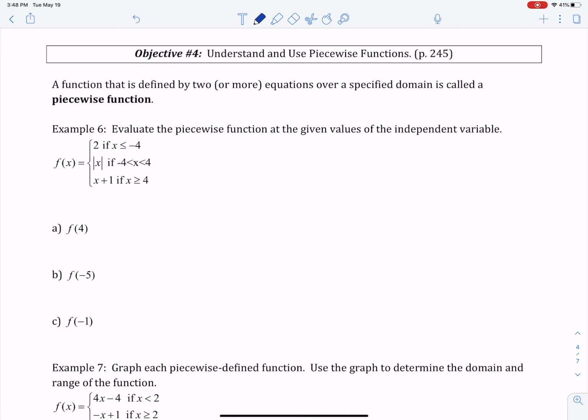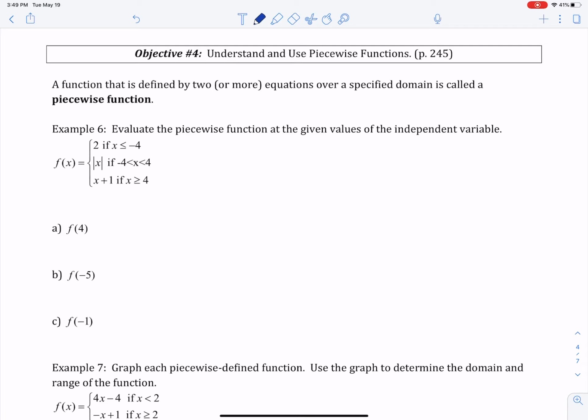For example, you pay a flat fee until you talk 200 minutes on your phone, and after 200 minutes you start paying 20 cents per minute or something like that. It is a common case. So let's see how to evaluate piecewise functions.